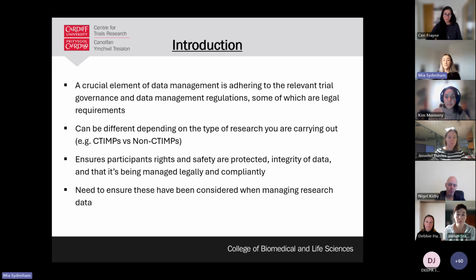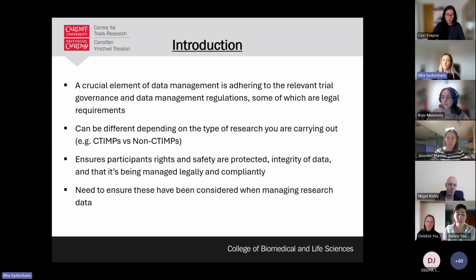So a crucial element of good data management is adhering to the relevant research governance and data management regulations. Some of these are a legal requirement, and this can differ depending on the type of research you're carrying out. For example, if you're conducting a clinical trial of investigational medicinal product, or CTIMP, where you're testing a new medicine or medicinal treatment, they're more heavily and legally regulated than non-CTIMPs, trials where you aren't.